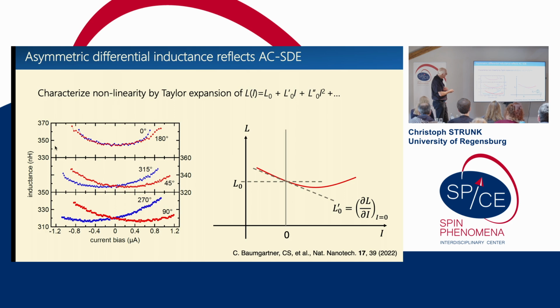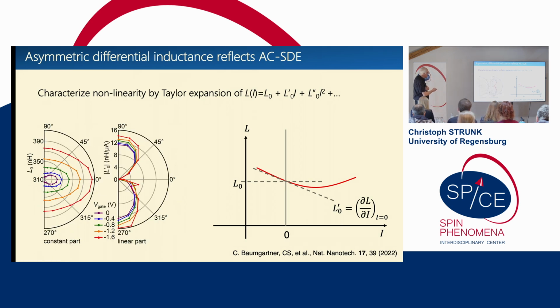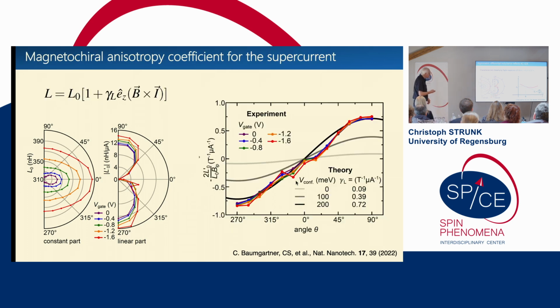And to analyze this data further, at zero current we use the inductance and the derivative of the inductance, L prime, with respect to current as two parameters to extract data from these curves. What we find is that L0, the absolute value, depends only weakly on the field direction, maybe some 10, 20%, while the derivative varies very strongly. It is 0 for the parallel orientation and maximum for the perpendicular orientation.